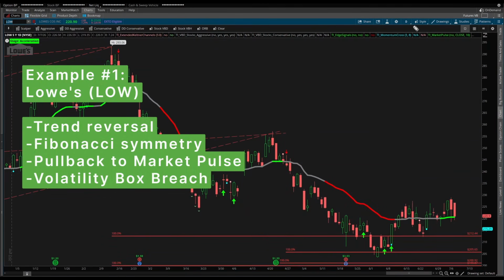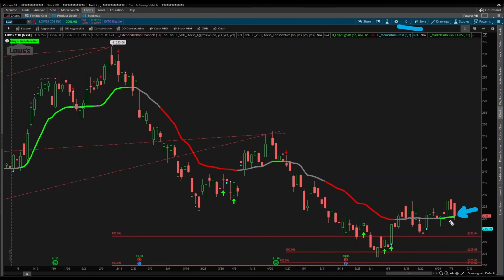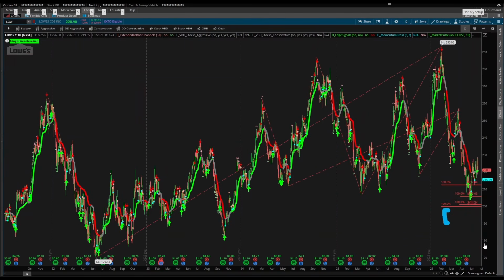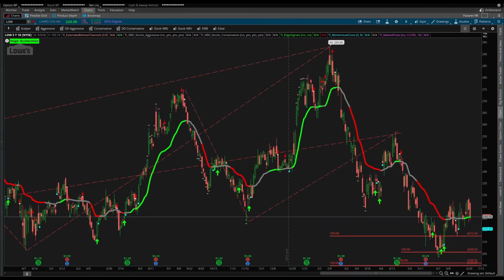Now first off, let's start with the daily time frame. In Lowe's, we hit the market pulse one more time. We did this yesterday as well. You can see that with the red candle. And we can see where the buyer stepped in with the amount of wick activity we had. Now inside of Lowe's, one other thing that stands out is our Fibonacci levels. We've talked about this as well and this recent trend switch.